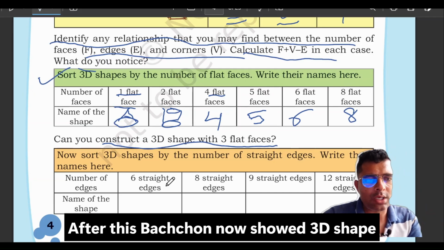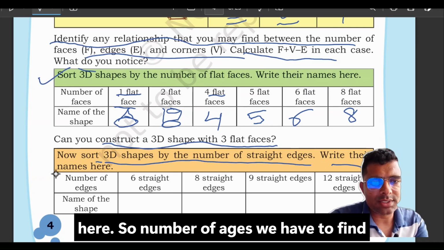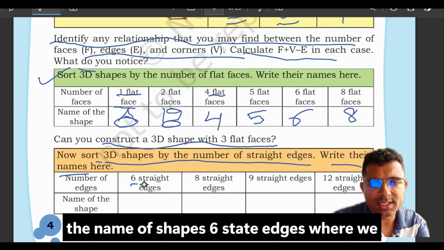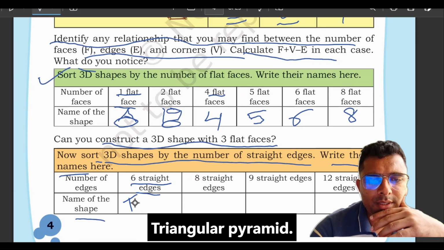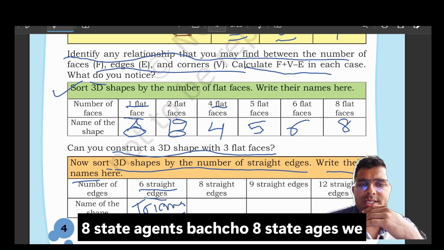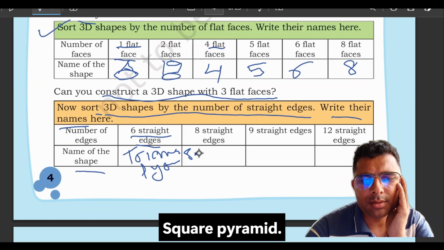After this, bachcho, now show the 3D shape by number of straight edges. Write their names here. So by number of edges, we have to find the name of the shape. 6 straight edges, where do we find 6 straight edges? Triangular pyramid. 8 straight edges we find in a square pyramid.